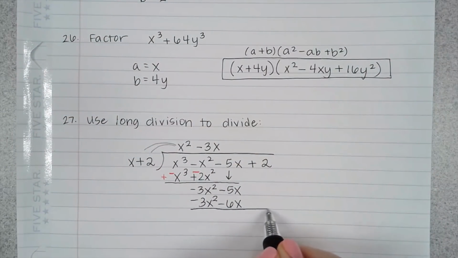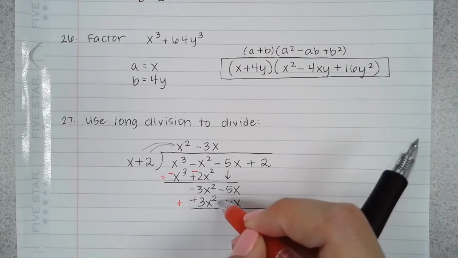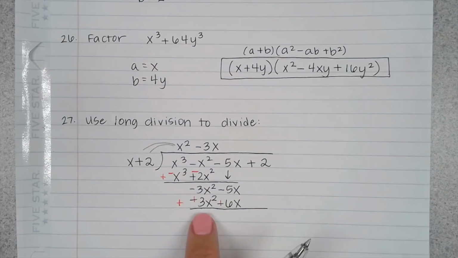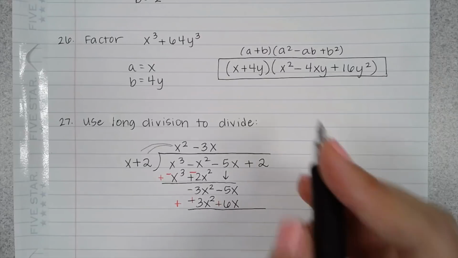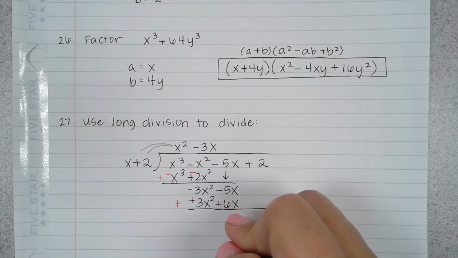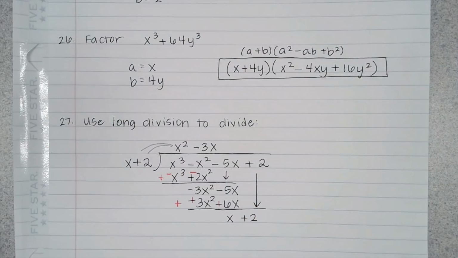But then remember, the pattern says that subtraction is the same thing as adding the opposite. So you're going to add the opposite, add the opposite. If you do it right, these two will be opposites of each other, so they'll cancel out. And so you're just adding up this part. So negative 5x plus 6x would give me 1x. And then my plus 2 would drop down.